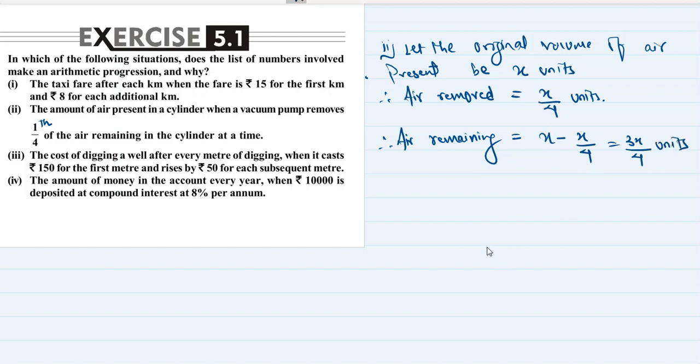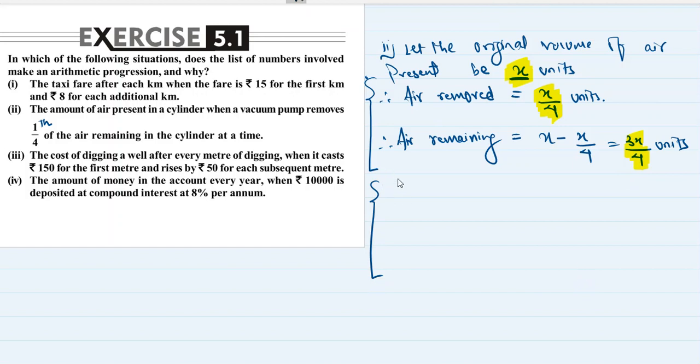Now what will happen after this? The vacuum pump removes one-fourth of the air remaining in the cylinder at a time. So this is one instance. At an instance, this much of the job is done. Initial air present in the cylinder was x. The amount of air removed was x by 4, and the amount of air remaining is 3x by 4. Now the next phase of removal of air will start.